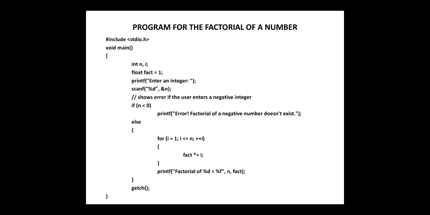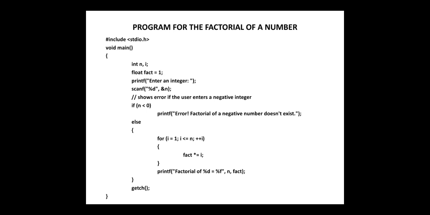Here it starts from i equal to 1; i less than or equal to n; i plus plus. If the condition i less than or equal to n holds, then it is going to execute fact equal to fact into i, or the shorthand operator for that, fact star equals i. That statement will be executed repeatedly until i is less than or equal to n, and for every loop the increment of i happens.